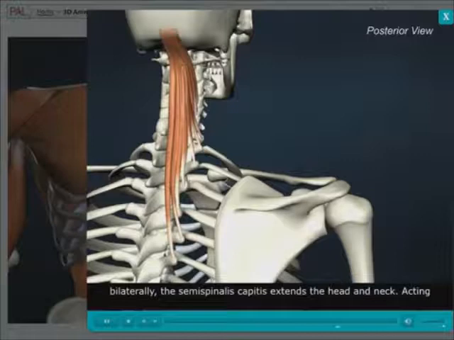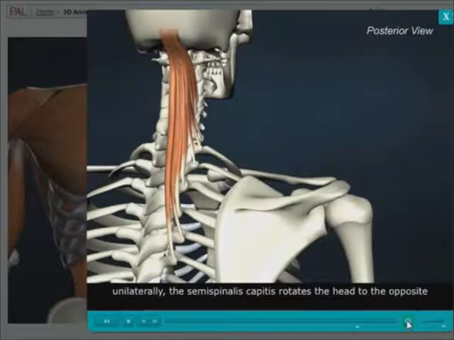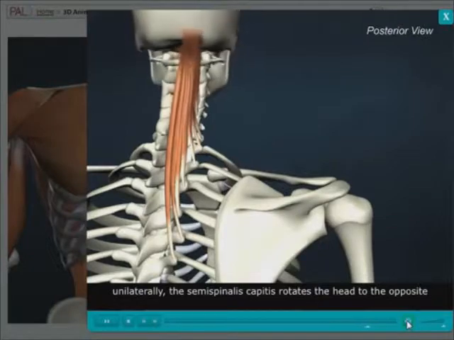Bilaterally, the semispinalis capitis extends the head and neck. Acting unilaterally, the semispinalis capitis rotates the head to the opposite side.